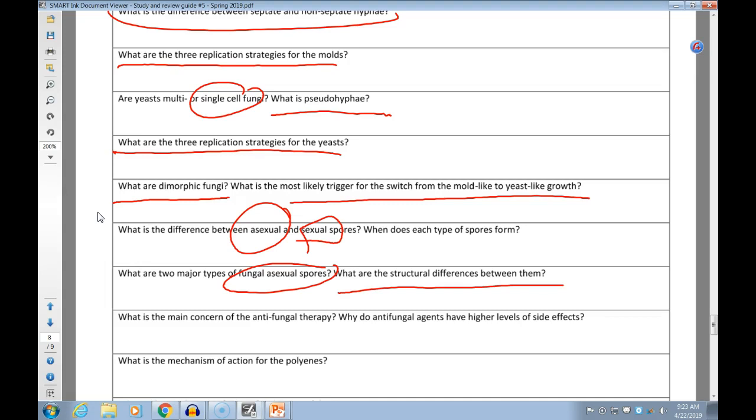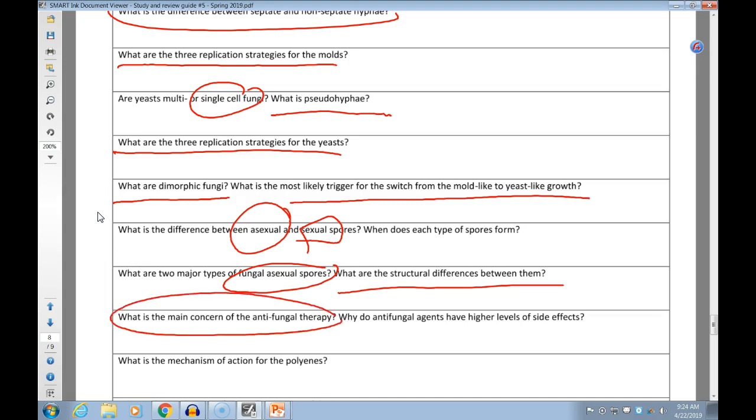Sporangiospores are formed inside of a sac that is called a sporangium. Make sense? The sporangium bursts open and spores are spread. Conidiospores are basically fragmented ends of hyphae. They are in what's called conidia, bunches of spores at the end of the reproductive hyphae. They're not enclosed in a sac.